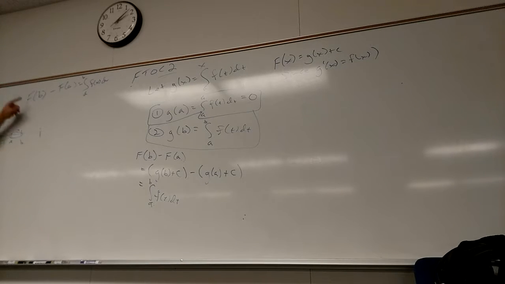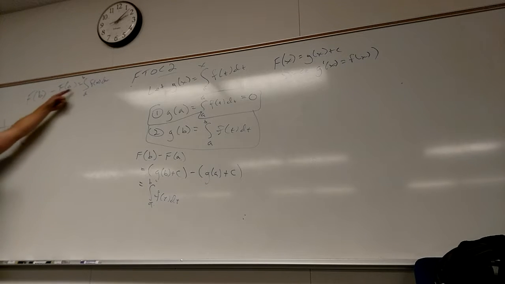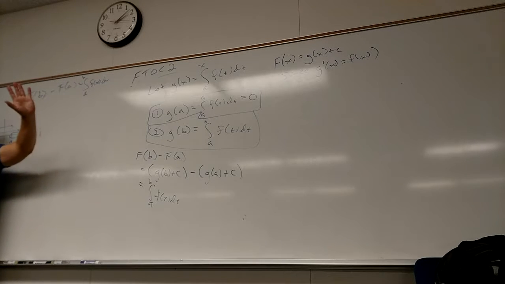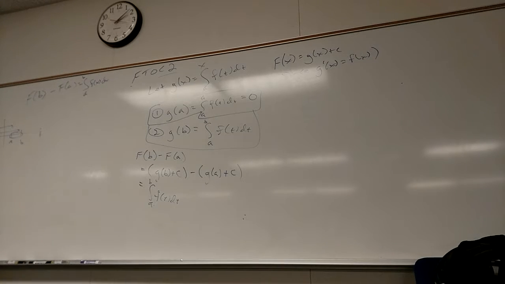The hand-waving thing I don't have to prove. That's the area up until B. That's the area up until A. Of course the difference is the area between A and B. Okay, like it. So let's do some concrete examples.